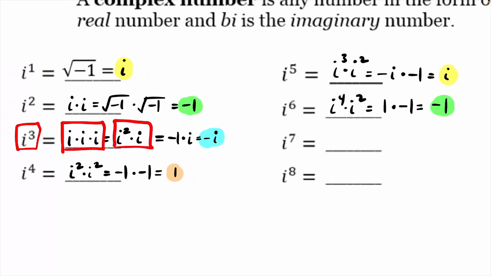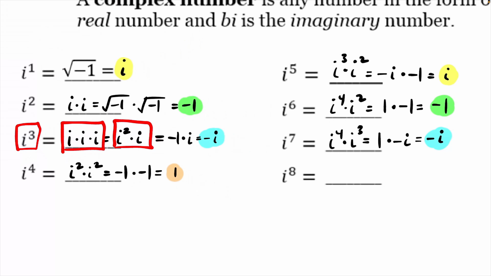What do you think i to the seventh is going to be? Let's prove it. We think it's going to be negative 1i, or negative i. So let's prove it. i to the seventh is i to the fourth and i cubed. That's pretty much it, right? What is i to the fourth equal to? Positive 1. What is i cubed equal to? Negative i. What's 1 times negative i? Negative i, right? You guys were right.